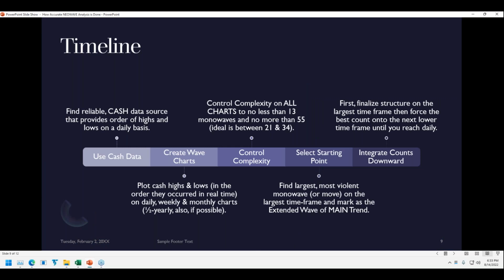Okay, so this shows a process of one thing to the next and how it evolves. So the first thing you want to look for is reliable cache data. Plot the highs and lows in the order they occurred on a daily basis, and then you can use that same data to create weekly high-low charts, monthly high-low charts, half-yearly high-low charts, and if you want to go to the trouble, 2.5-year high-low charts.